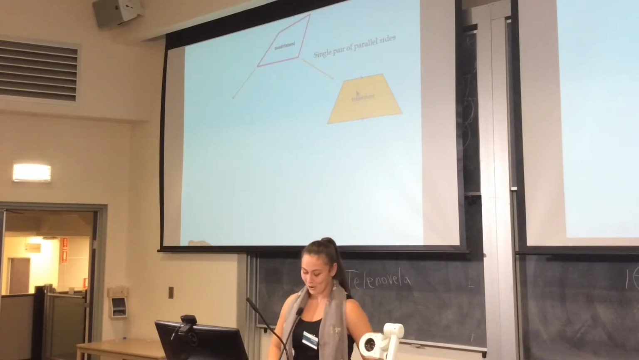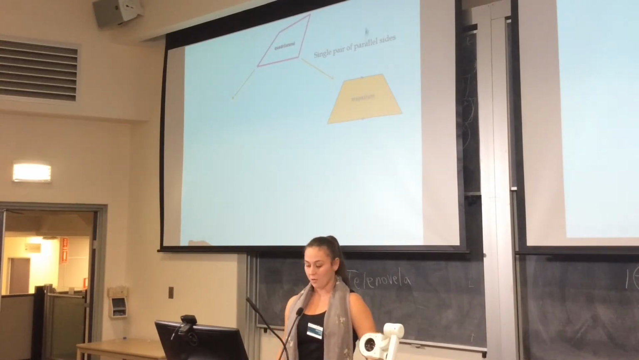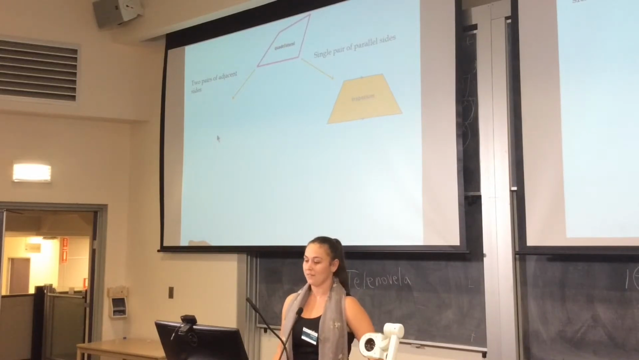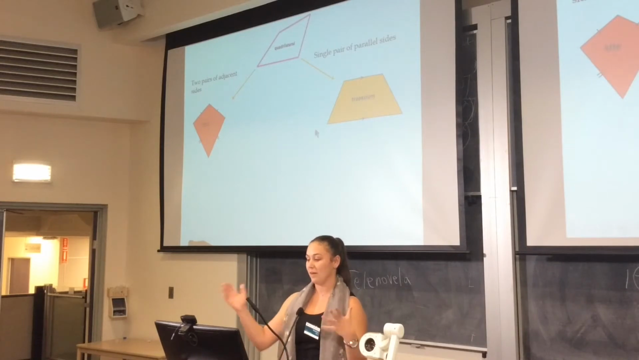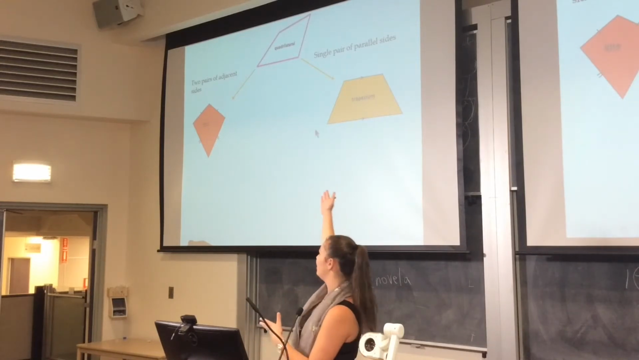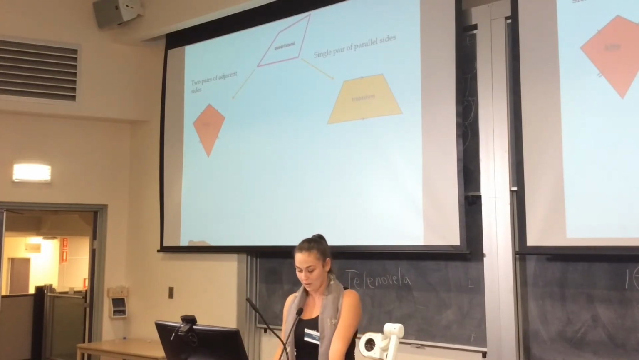So, his other child was also a quadrilateral, but this one had 2 pairs of adjacent sides that are equal. So what shape might this be? And now we have 2 families that are starting. We have the family of parallels and the family of equal sides.